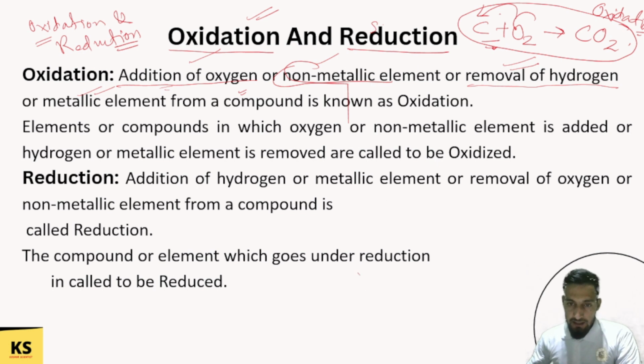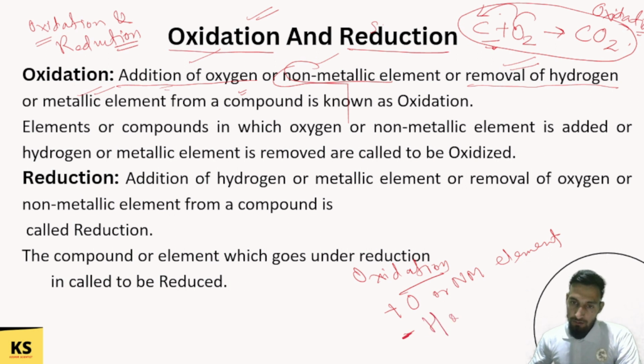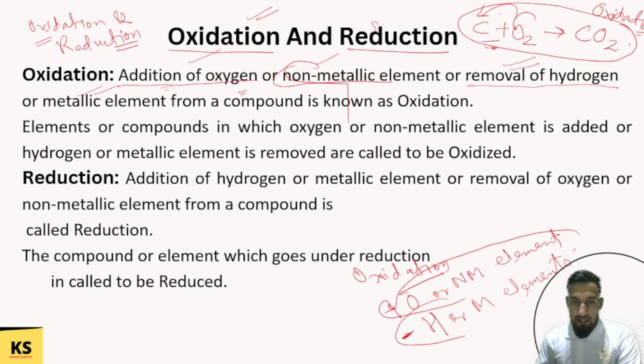So now oxidation has 2-3 parts, we can say. Oxidation, either it is addition of oxygen or non-metallic element, or it is removal, just say minus, removal of hydrogen or metallic element. When this type of thing happens in a reaction, either addition of oxygen or non-metallic element or removal of hydrogen or metallic element, we say that this type of reaction is called an oxidation reaction.